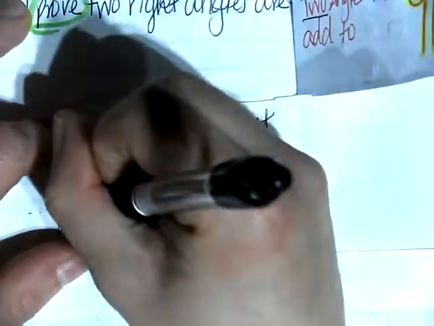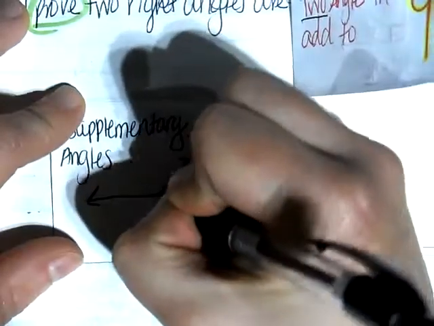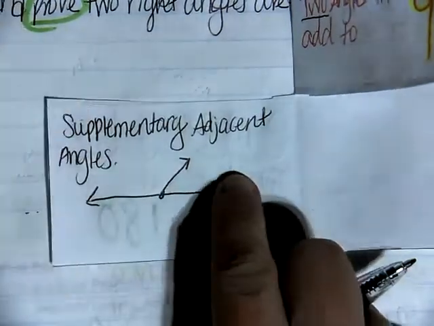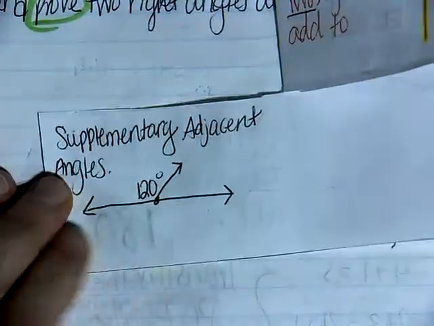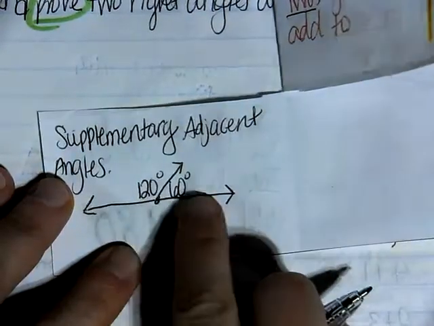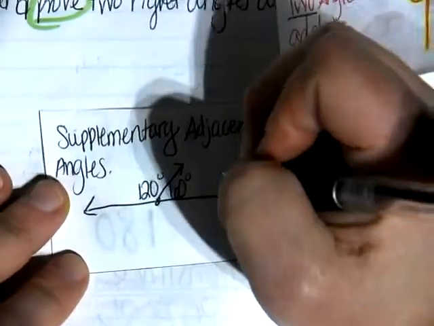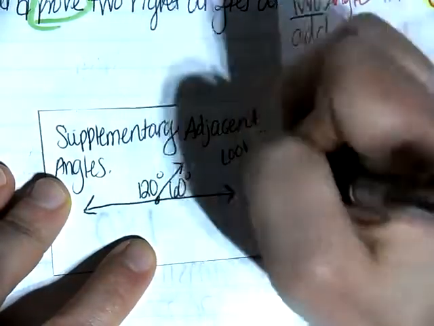What you're going to see is a straight line. And in that straight line, there will be a ray coming out. And you'll have two different sides of that angle. One side will clearly be labeled as 1 degree and the other one will be a different degree. But together, those two angles add to equal 180 degrees. So you always want to look for a straight line.